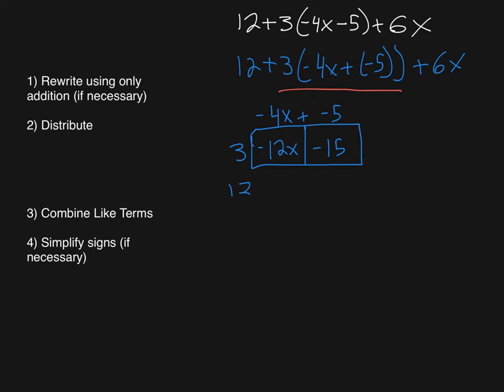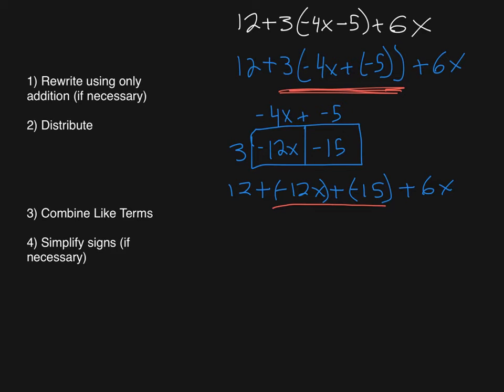That becomes 12 plus, now I have -12x plus -15. I should probably put parentheses around these. Plus 6x, right? Notice this expression up here, this distribution step, became this down here. The other 2 terms didn't change. The only thing that changed was that multiplication part.